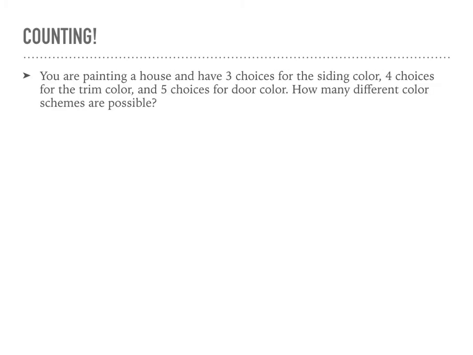Of course, we're going to practice with these. So let's assume that you are painting a house, and you have 3 choices for siding color, 4 choices for trim color, and 5 choices for door color. How many different color schemes are possible? Now we'll assume that none of the colors will clash and it will all look good. So this would be using the fundamental counting rule. There's 3 things we want to do. The first one can be done 3 ways, the second one 4 ways, the third one 5 ways. So we have 3 times 4 times 5 equals 60, so there's 60 possible color schemes.